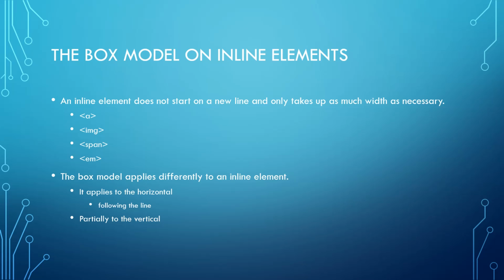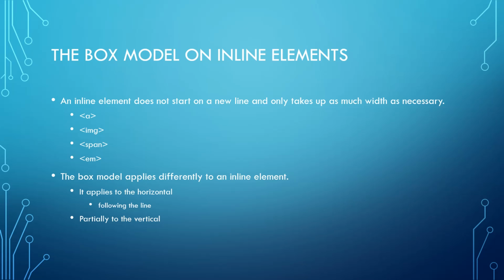So recall that an inline element does not start a new line and only takes up as much space and width as necessary. A block element takes up a new line and it takes up the entire width of its parent element. So the A tag, the image tag, the span tag, and the emphasis tag are examples of inline elements. The box model applies differently to an inline element.